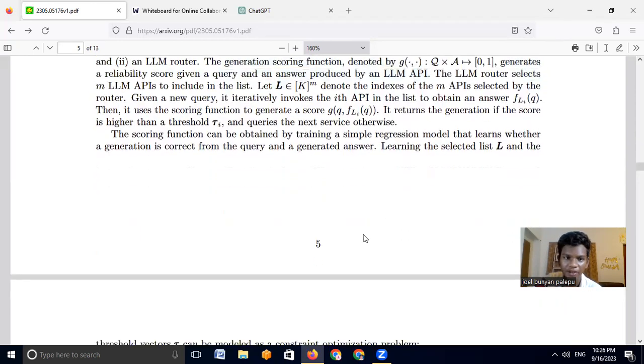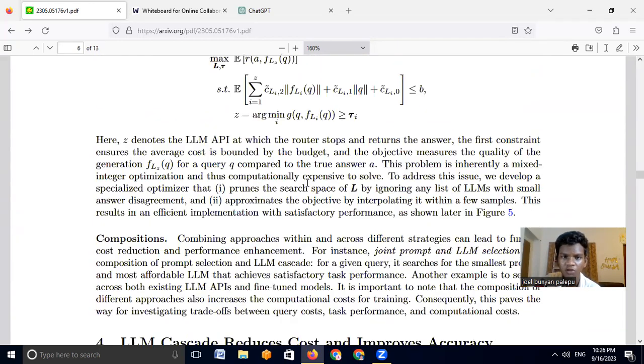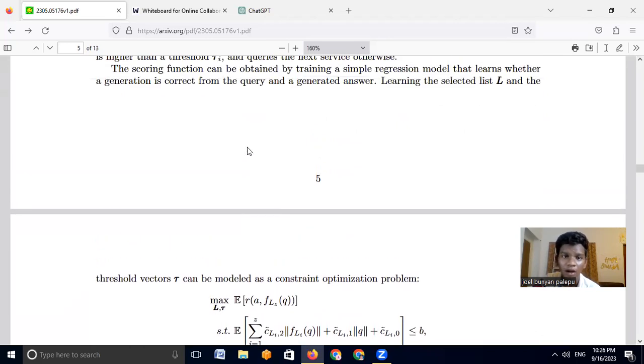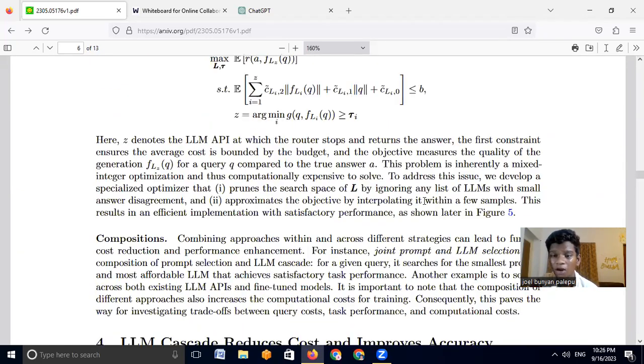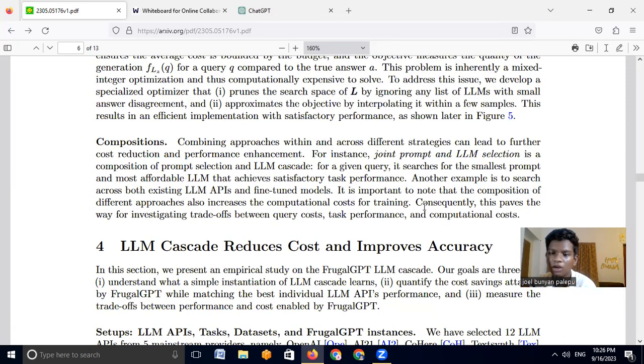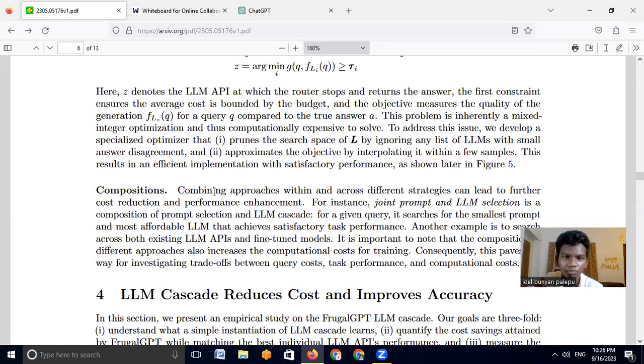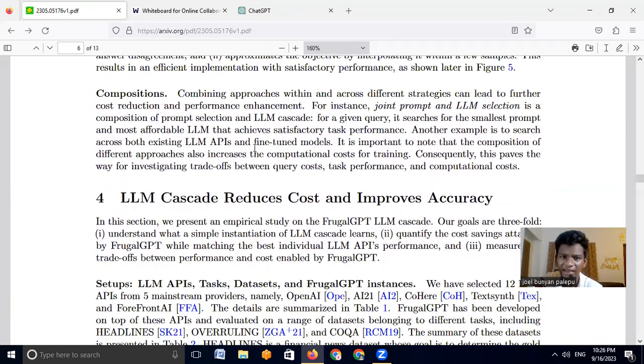All right, let's move on. The scoring function can be updated by training a simple regression model. We could just train a simple regression model based on previous data on how good or how bad a response is based on the prompt. So we're going to pass the prompt and the output, and we're going to have a score. We're going to have a bunch of these as training data, and we're going to train a simple regression model on that.